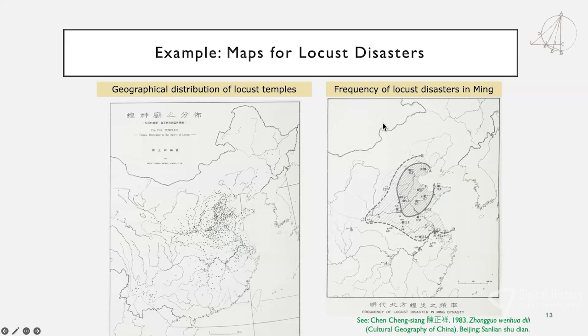about where they really record the locust disasters. But those records are not overall documented. That's why he also used the locust temples.